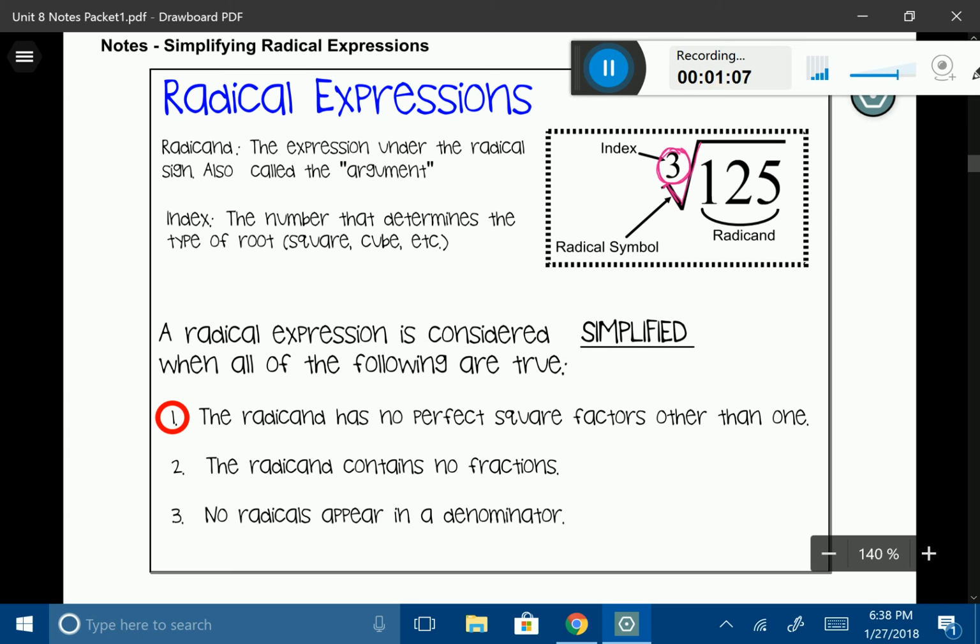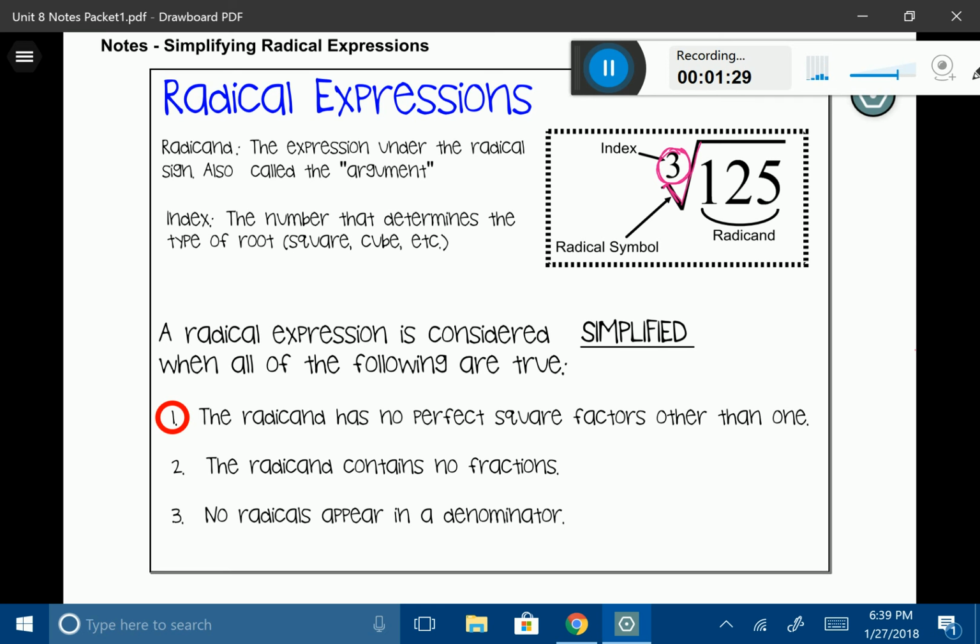Okay, so when you're simplifying radicals, there are 3 big rules that you have to follow. And all of these must happen in order for the radical to be simplified fully. We're going to focus on rule number 1 today, which is why I circled it in red. And the rule is the radicand has no perfect square factors other than 1. I'm going to show you what that means in just a moment.